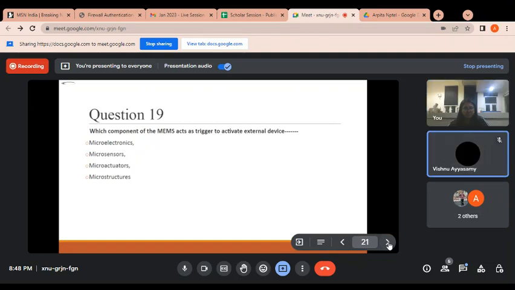Option C, ma'am. Okay. Vishnu? Ma'am? Oh, sorry. Okay. Shankar? Shankar? At least try, na? Which component of the MEMS acts as trigger to activate the external devices?